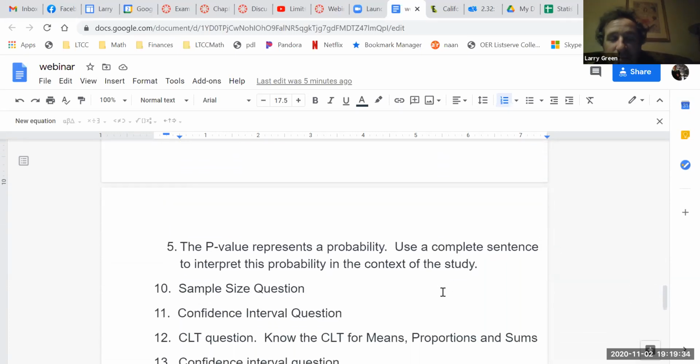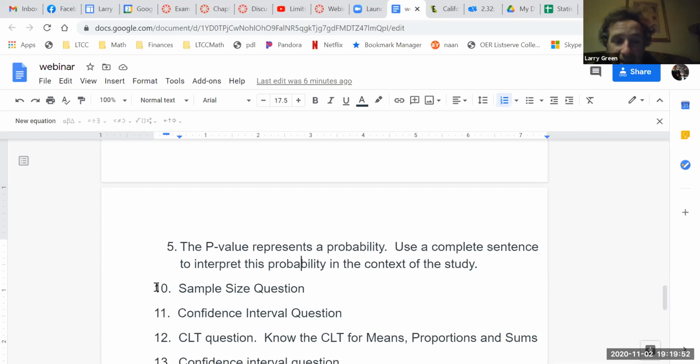Number 5 is a p-value represents a probability. Use a complete sentence to interpret the probability in the context of the study. Just to let you know, number 4 and 5 start the same way. The first phrase is the same.